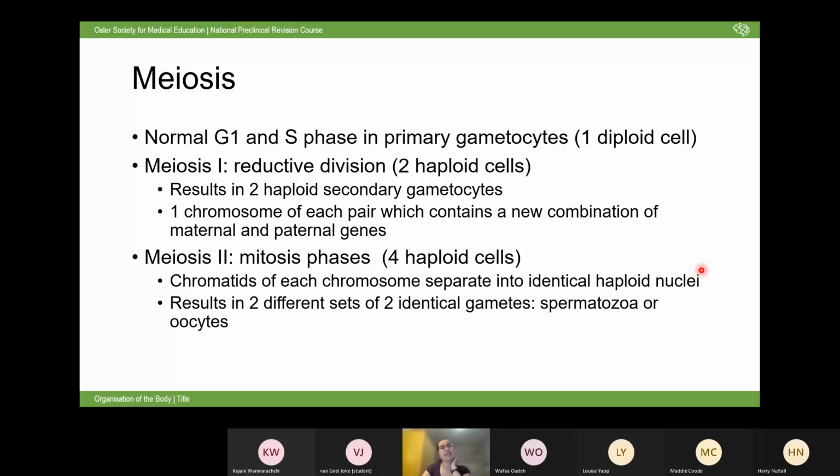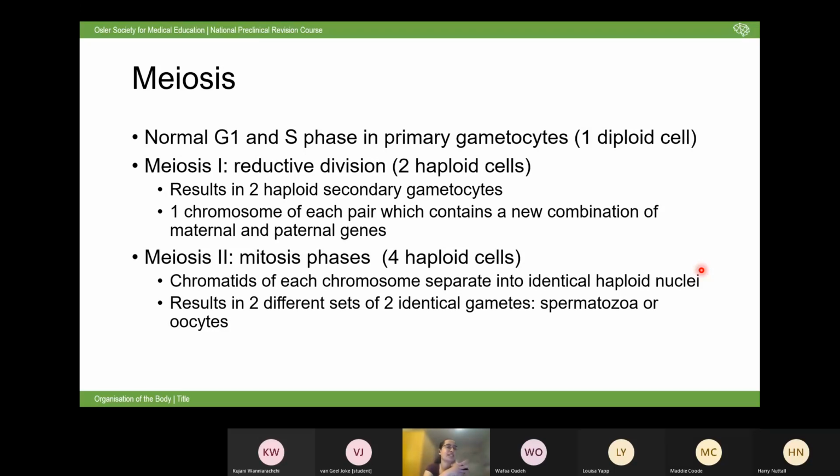And in comparison, meiosis is how we produce gametes, so sperm and eggs. And meiosis, unlike mitosis, is a two-step process. So you start off with the normal G1 and S phase, so we now have twice the normal amount of chromosomes. And so let's quickly talk about diploid and haploid. So diploid just means that for every chromosome, you have two different chromosomes which have different genes on them.